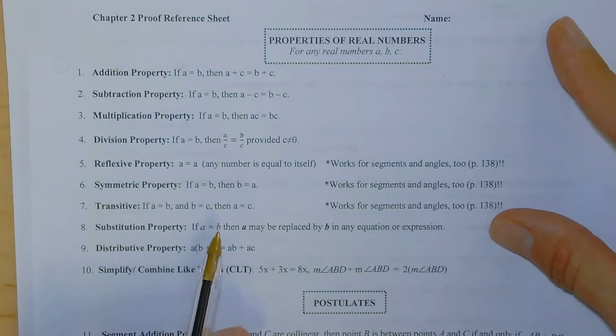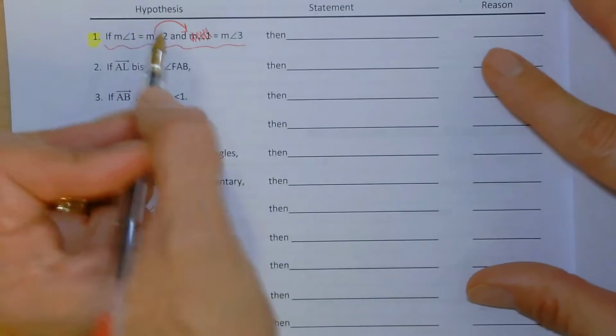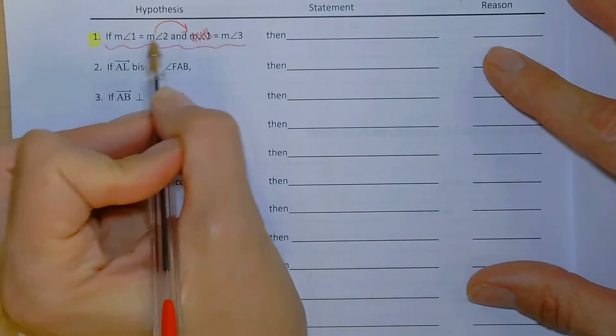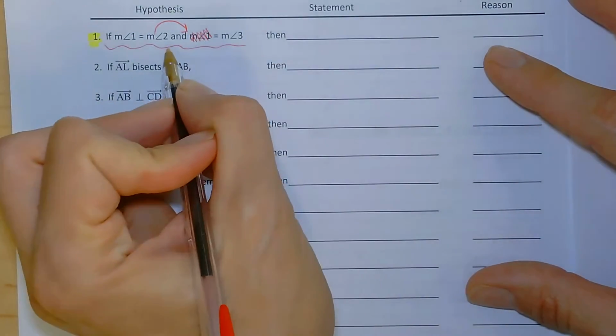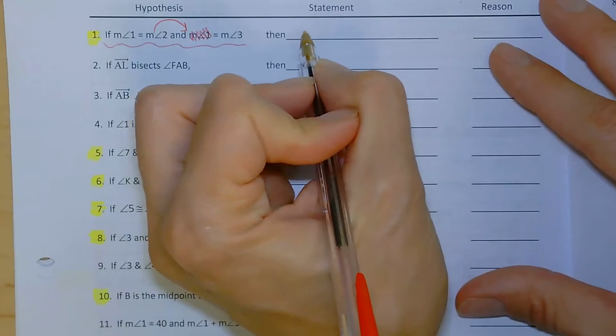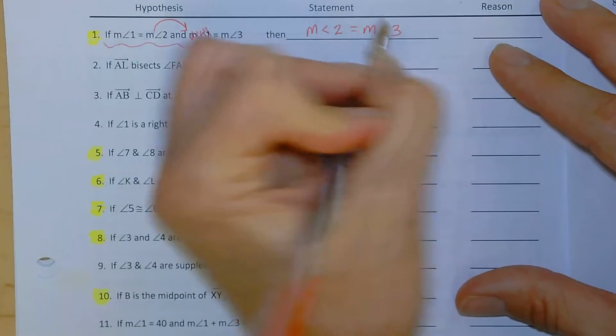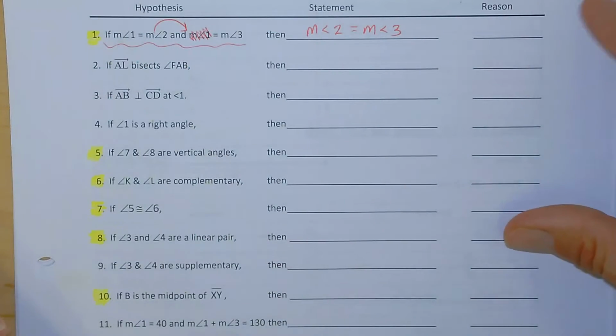So as I scan down through, you might remember this substitution idea. Substitution is a property where you can take a letter out and replace it with another letter as long as they're equal to each other. You can do it with numbers or letters. Okay, so that's what I'm doing here. Angle 1 is going to come out and 2 is going to go in its place. So I would be able to conclude, which would be my conclusion, that the measure of angle 2 equals the measure of angle 3. That would be what I would conclude.